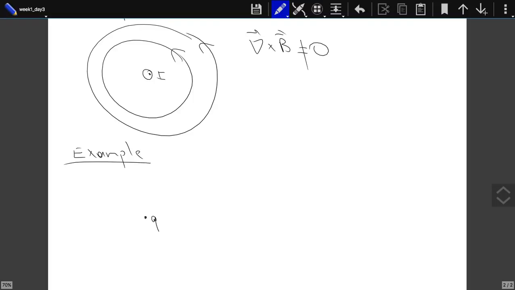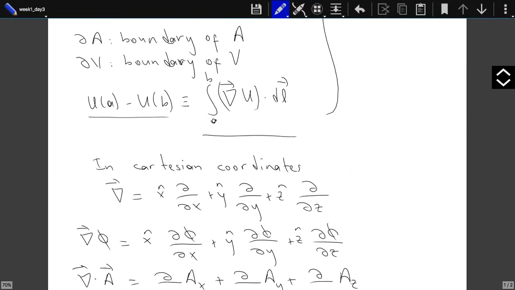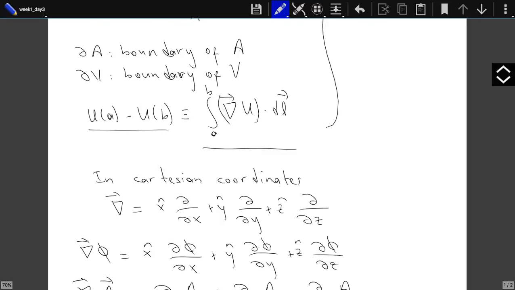But if you look at the electric field, the lines are radially out. It is not curling around any point. So the curl of the electric field is 0. So that is, vaguely, what the curl is measuring.